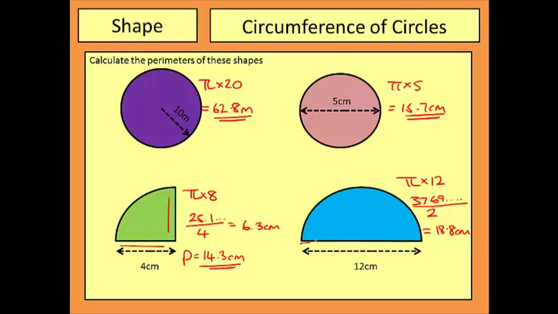Now I'm still missing this straight edge here, so I'm going to need to add that on, and this will give me a final perimeter of the shape of 30.8 centimeters. Well done if you got all 4 of those questions correct.